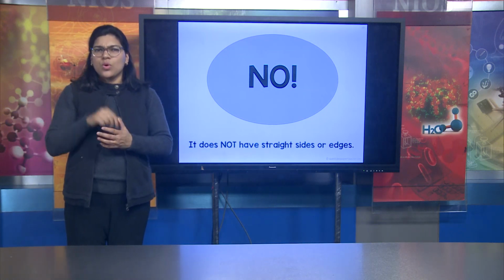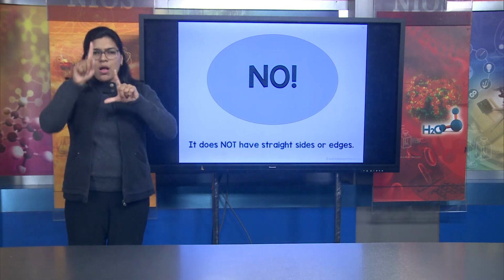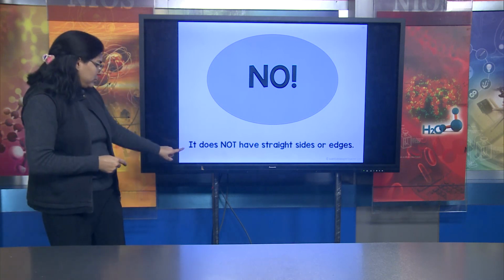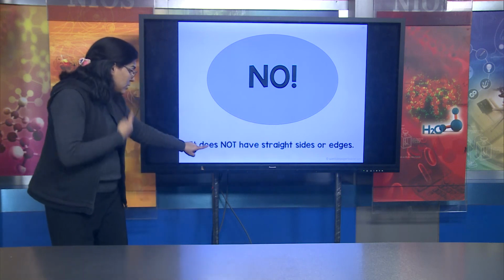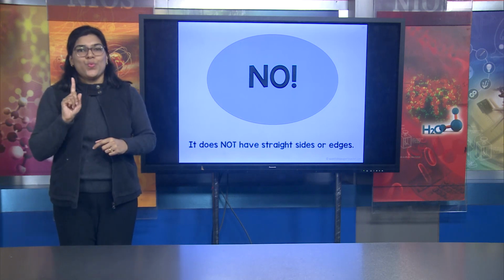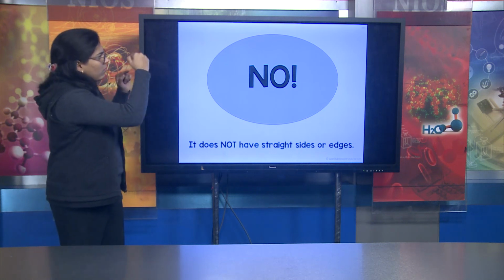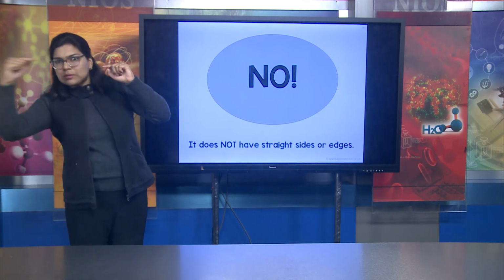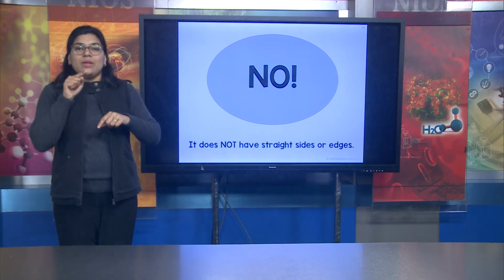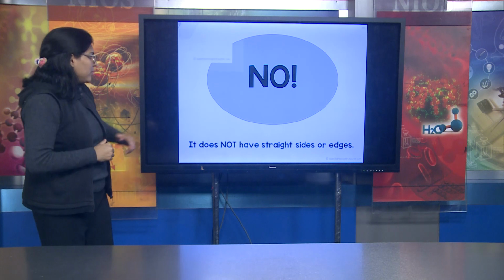See, you are correct because this is a curved figure. It has no straight lines. So that is why it is not a polygon, because it does not have straight sides or edges. Because in a drawing, in any figure, if you see a curved line, that means it is not a polygon. So the answer is no. Now let's move to the other image.